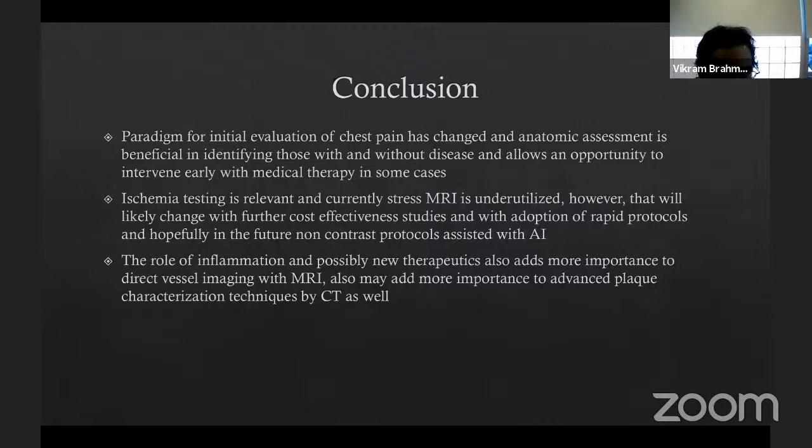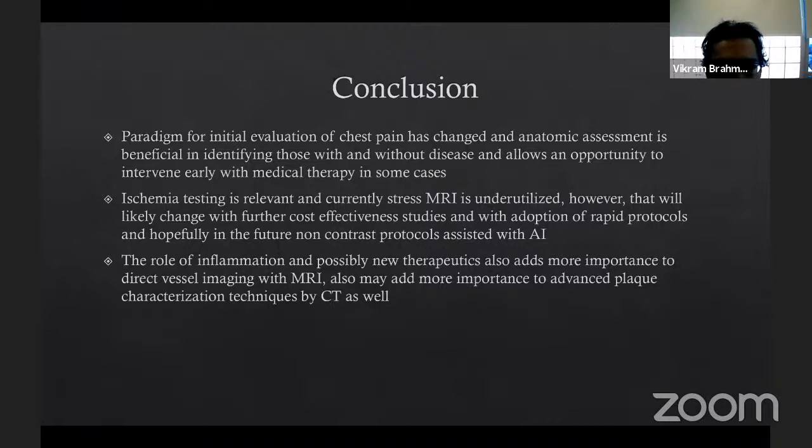And I think things to look for in the future: we hear more and more about inflammation, and there may be new therapeutics to treat coronary disease with anti-inflammatories. There's a lot of direct vessel imaging with MRI, even looking at the coronary arteries themselves and looking at T1 times within the vessel wall. I think the future is bright if there are new therapeutics in line and we need to look at the vessels. And I think that also applies to CT.